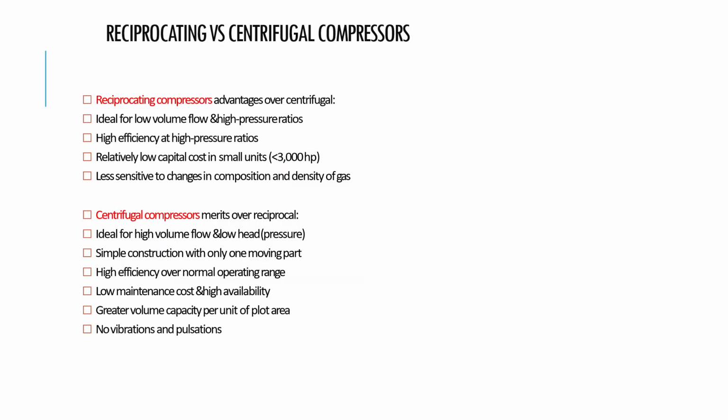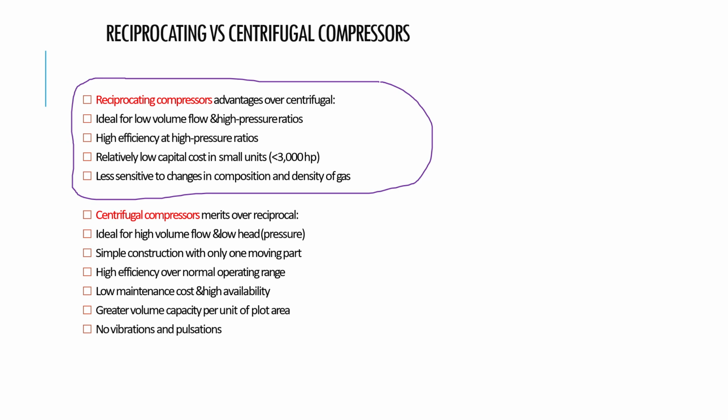Now, once we compare both of them, you can find that the reciprocating one has several advantages over the centrifugal or rotary one, and in certain scenarios, the centrifugal or rotary one has more advantages compared to the reciprocating one. Here is the list of advantages of the reciprocating one. It's ideal for low volume. It will give you relatively high pressure. It has high efficiency when you are dealing with a high pressure system. It has relatively low cost. It's less sensitive as well.